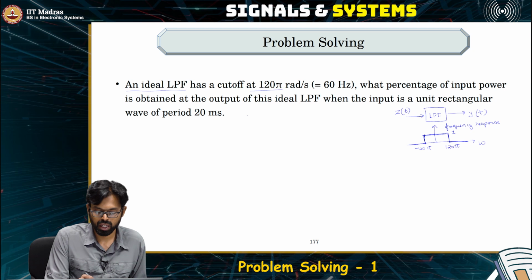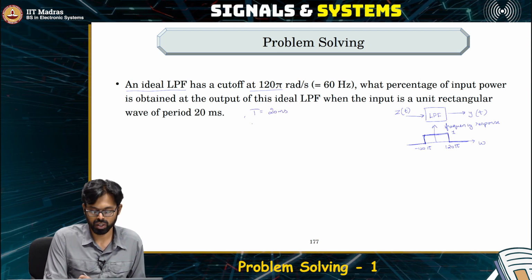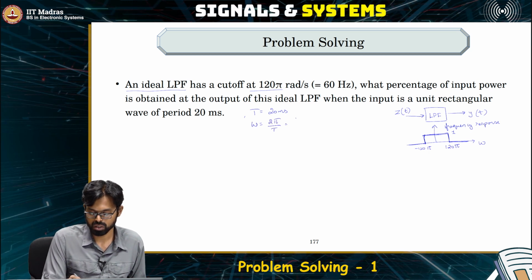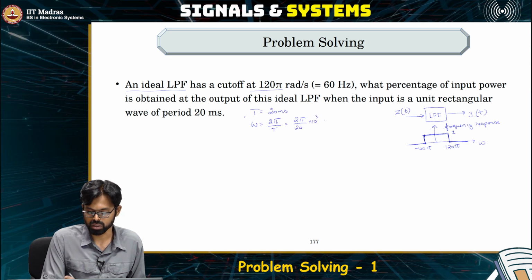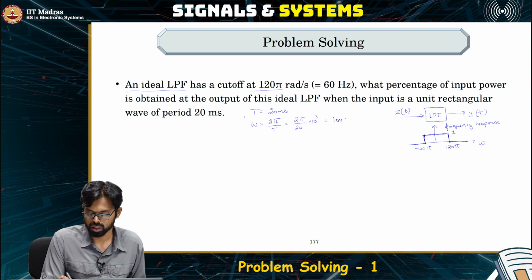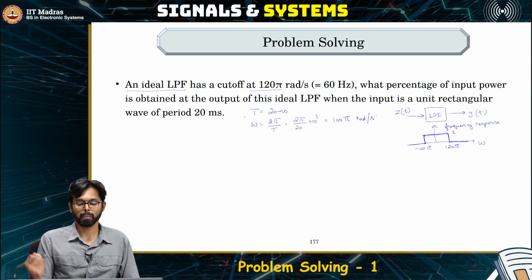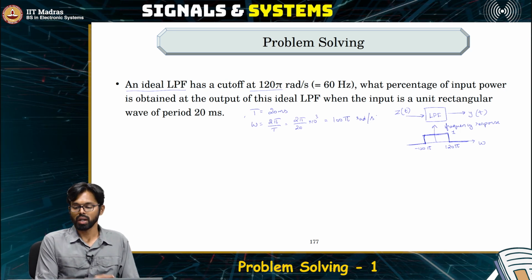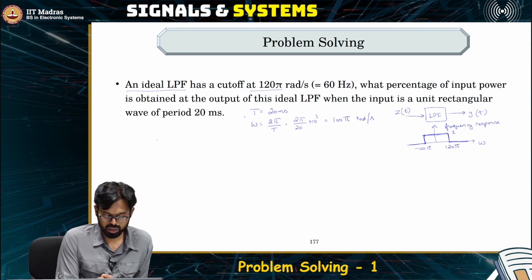Given that T is equal to 20 milliseconds, what is the fundamental frequency? It is 2 pi by T, which is 2 pi by 20 into 10 power minus 3, which is nothing but 100 pi radians per second. Now, we just saw how to find out the Fourier series coefficients of the unit rectangular pulse.